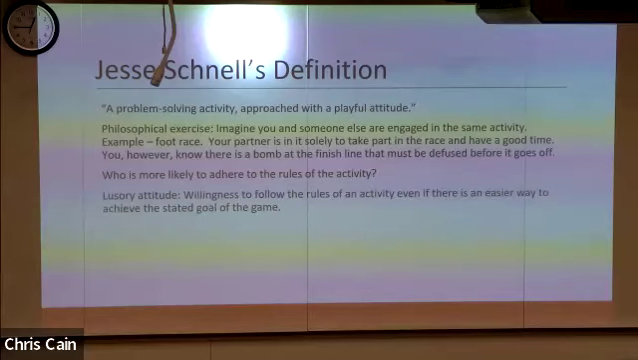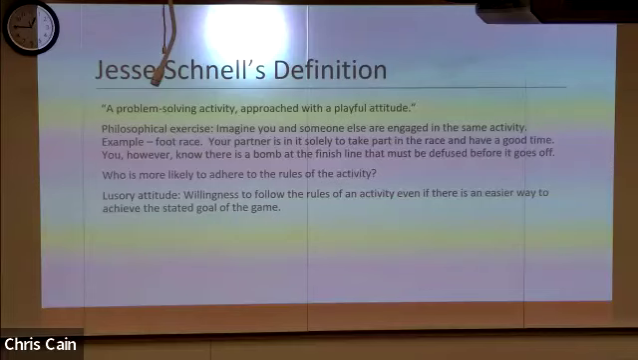And this leads us to this concept of a term that we're going to call illusory attitude. And this just states your willingness to follow the game's rules. There may be an easier way to achieve the stated goal of the game. What's an example of a game that you could, by ignoring the rules, get to a winning state faster?